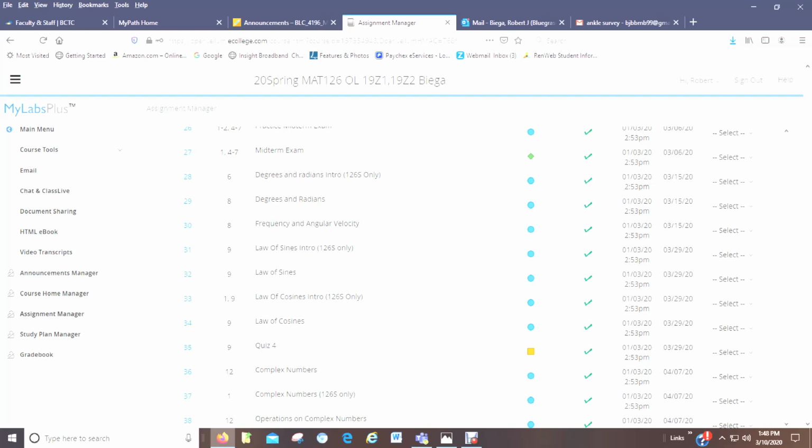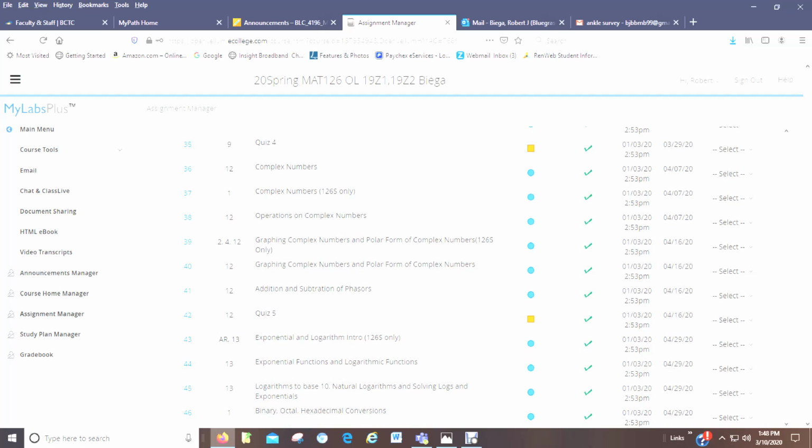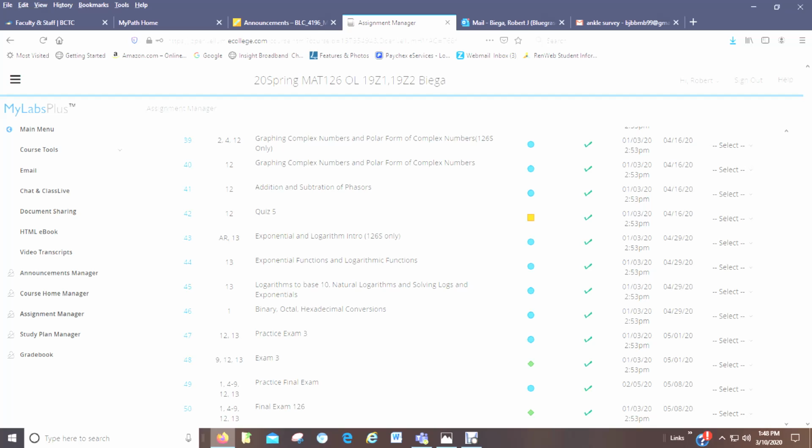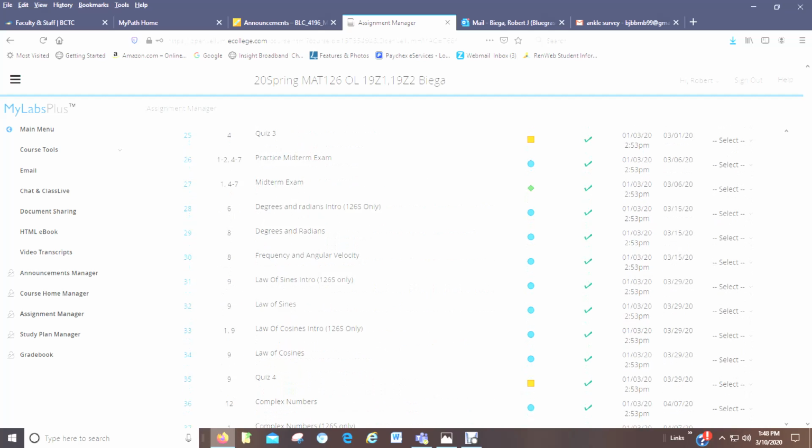And this is what's upcoming. You've got your degrees and radians, your frequency, angular velocity, law of sines, law of cosines. It's not easy by any stretch of the imagination, but it's not impossible. Then we take our next quiz. Then we go through complex numbers. Again, some things aren't too bad, some things are difficult. Then we do adding and subtracting phasors. That's difficult, but it's not impossible. Then we shift gears and get into exponential functions, logarithms, and our binary, octal, and hexadecimal. Then we do our exam 3. Then you've got plenty of time to practice for the final exam. So that's kind of what's upcoming.